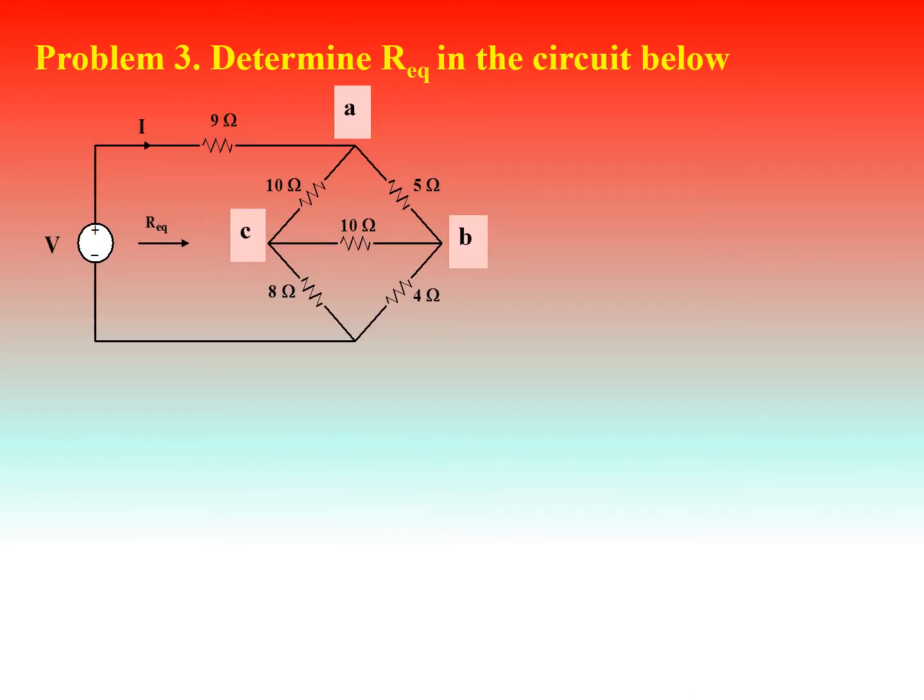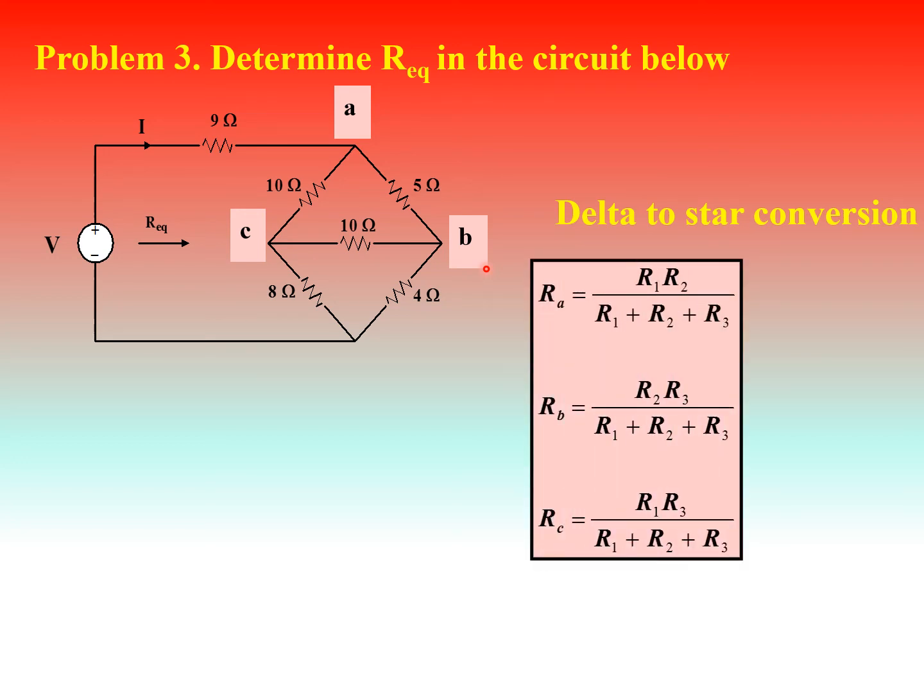Transformations will help us in solving the circuit that we have earlier discussed. So this is the circuit given. Here if we convert the delta present between the ABC terminals, then this problem will become much easier. Let me show you how. Here what we have to do is a delta to star conversion. That means we have to use these formulas for RA, RB, RC.